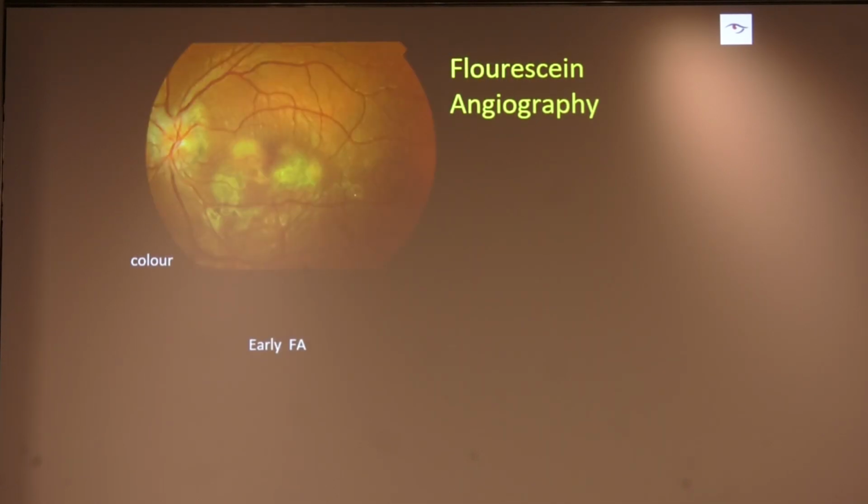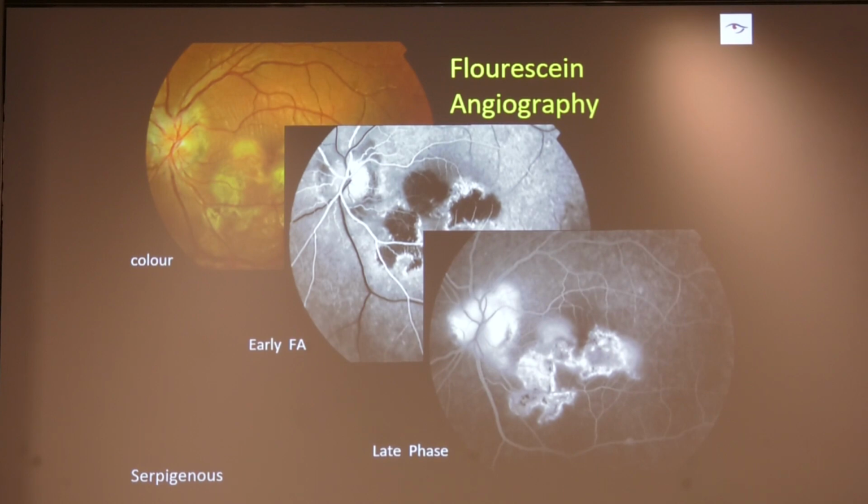Fluorescein angiography, if you look at it in an early phase, you can see the hyperfluorescence at the margin of the lesions, and on late phases, you can actually see them leaking.